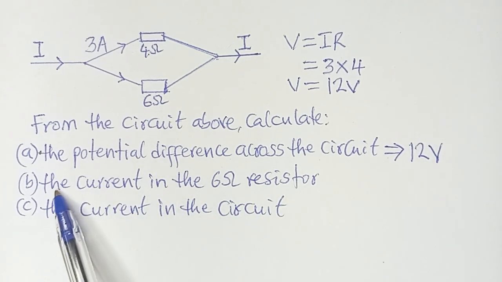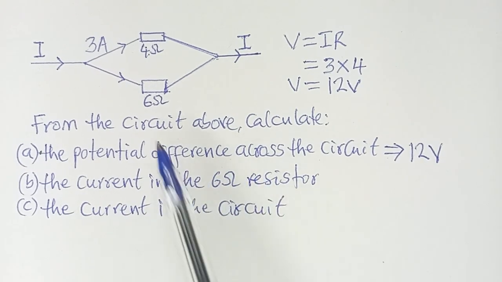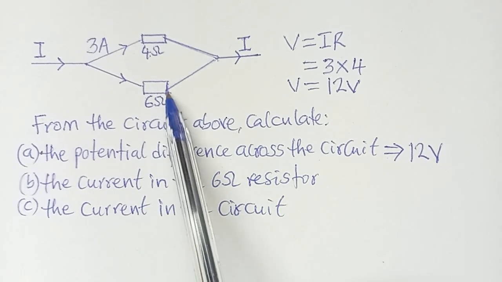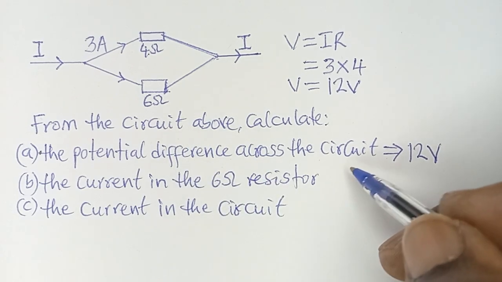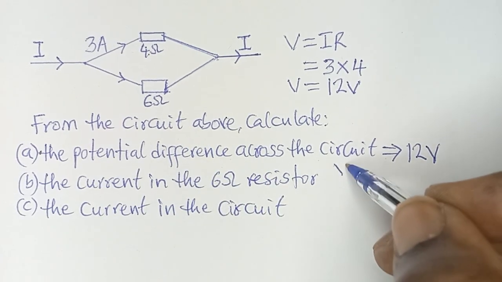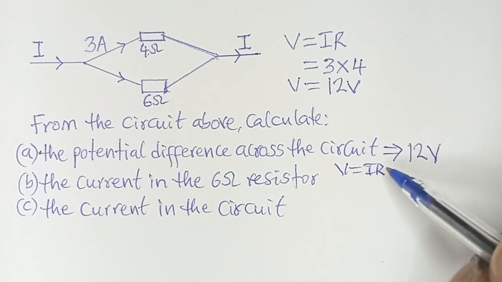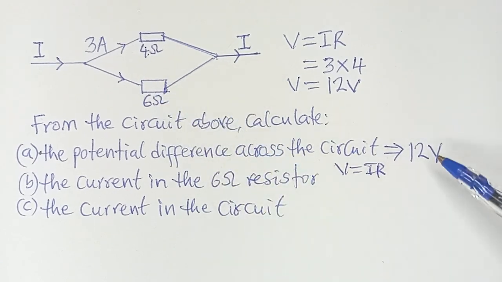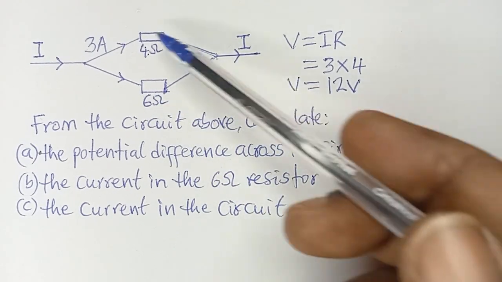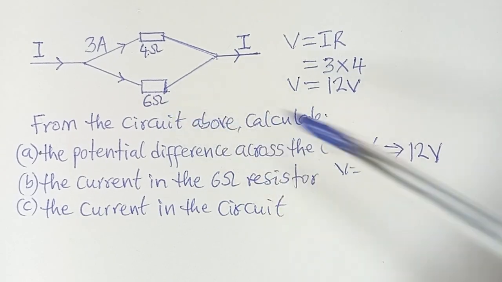Now the second question says the current in the 6 ohm resistor. That we should calculate the current in this 6 ohm resistor. In the same way, we can also say V is equal to IR. So the voltage across this 6 ohm resistor, we have already agreed that it is 12 because they are in parallel.